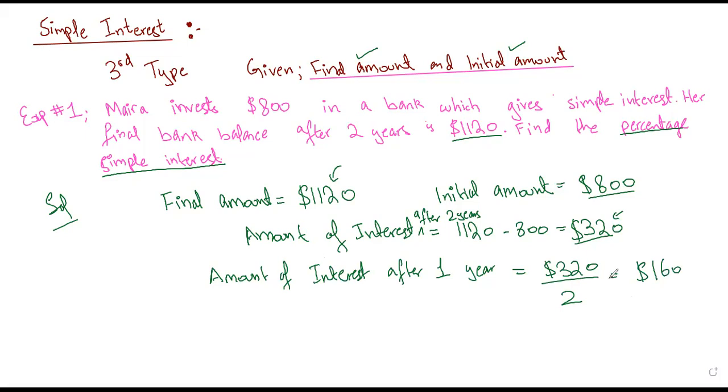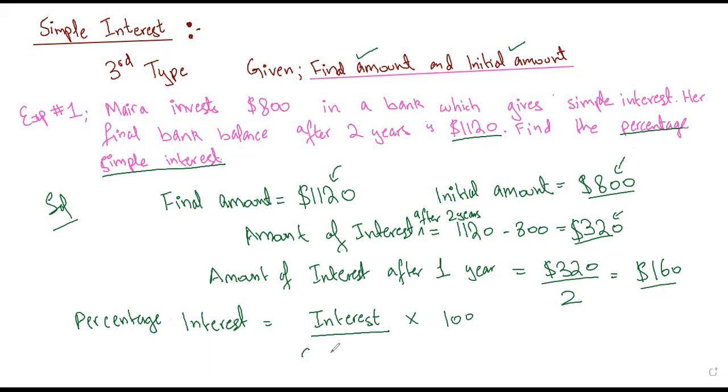So what is the question? The question is find the percentage simple interest. This is the amount of interest. This is the initial amount. So in order to find the percentage, what do we do? Multiply by 100. Yes, okay. And we need to divide it with something else as well. Percentage interest is interest multiplied by 100. Well done. But you have to divide it by the original amount. That was the initial amount.